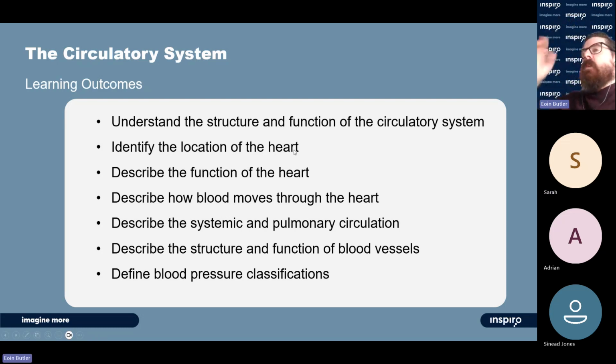Okay, cool. So as I've said, we've looked at the structure and function of the circulatory system, location of the heart, function, how blood moves through the heart, systemic and pulmonary circulation, the structure and function of blood vessels, and we've also looked at our blood pressure classifications. So it seems quite a short section, but there is a lot of information involved in that. As I said earlier, I will send you that video out as well as to how blood moves through the heart.